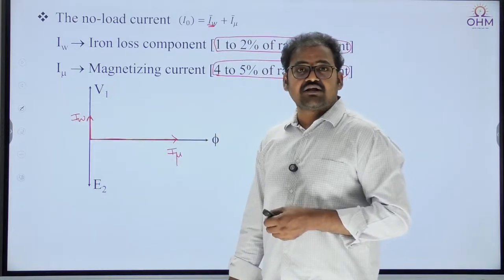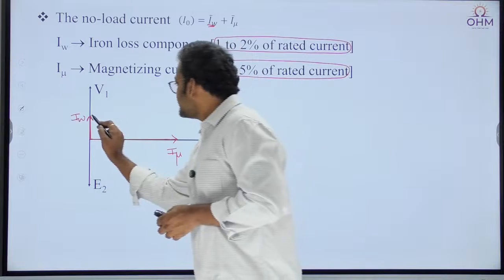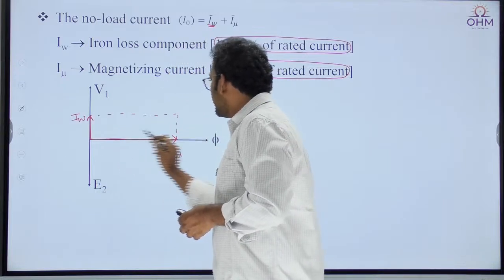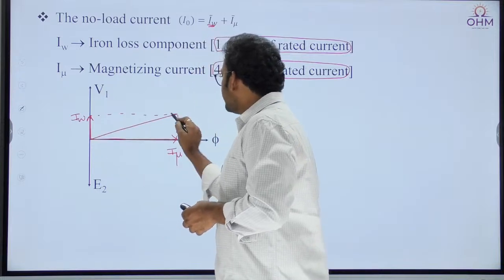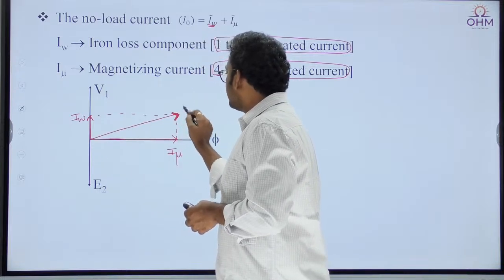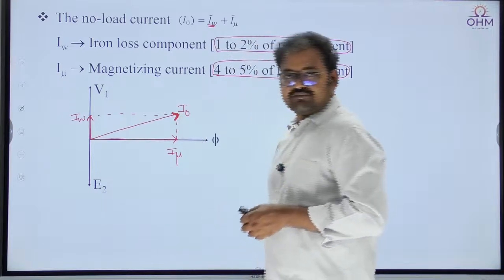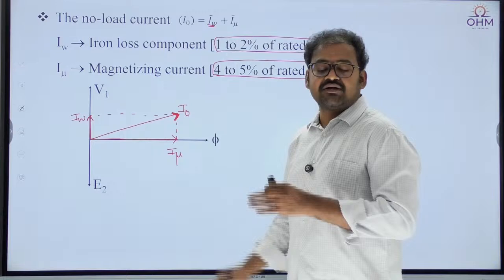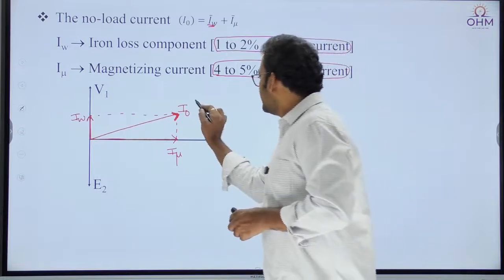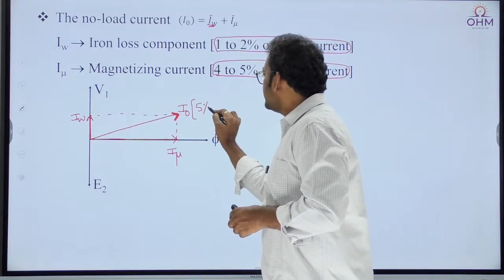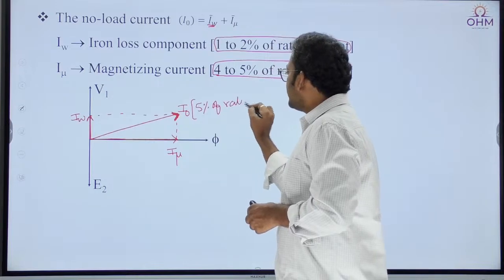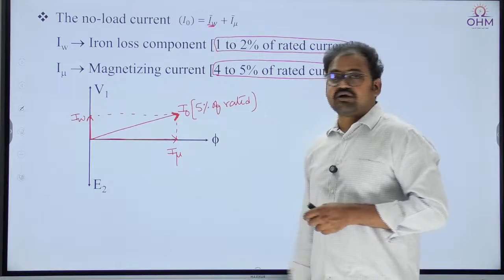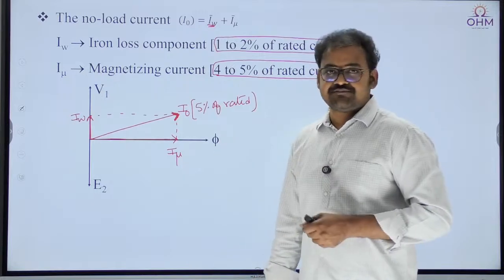Then what is the resultant current, which is known as no load current? Yes, vectorially you have to add. So I must say resultant current will come here. This is what we call as no load current I naught. This is 4 to 5%, this is 1 to 2%. If you add them vectorially, this will come around 5% of rated current. If rated current is 100%, then no load current will be approximately 5%.